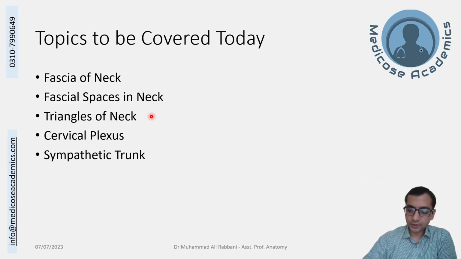Here, our focus will be, inshallah, on the boundaries of the triangles and the contents of the triangles, but I won't go into the detail of all of them. For example, in the anterior triangle, there is presence of thyroid gland, so that won't be our topic for today. But we will discuss how each and every one of the triangles is formed and list their contents. We will go into the detail of the structures that are mentioned here.